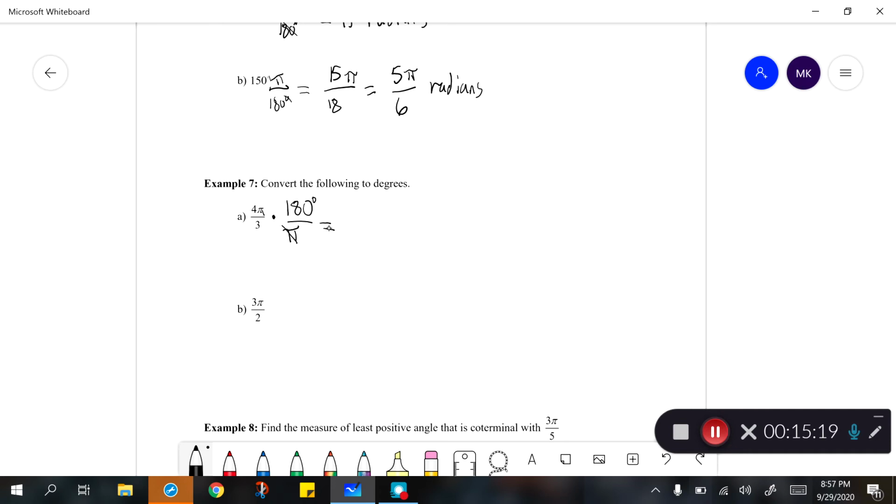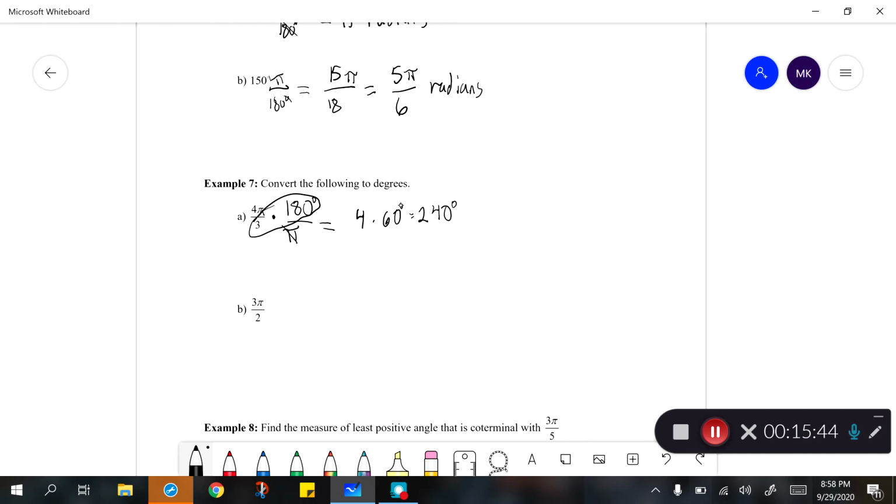Now, if we divide 180 by 3, so we focus on this aspect here. We're not cross multiplying, we're just focusing on that. 180 divided by 3 gives me 60. So what I end up with is 4 times 60, or 240 degrees. Sorry, 240 degrees.